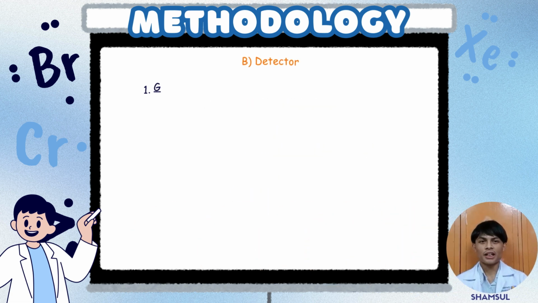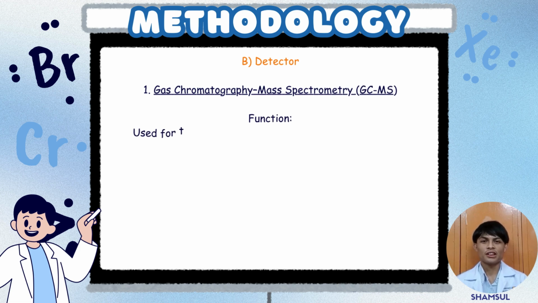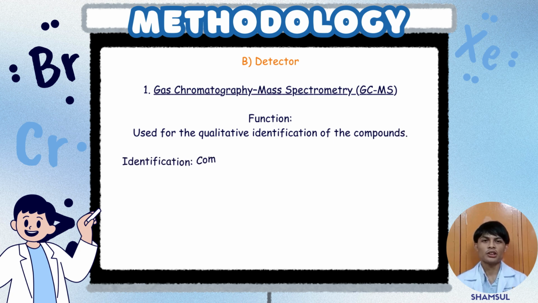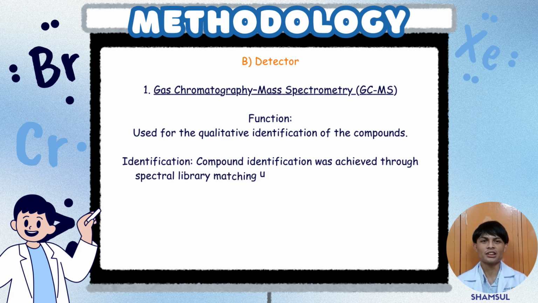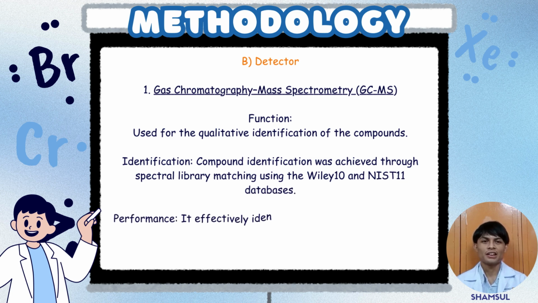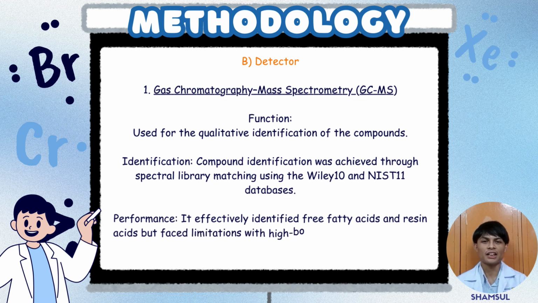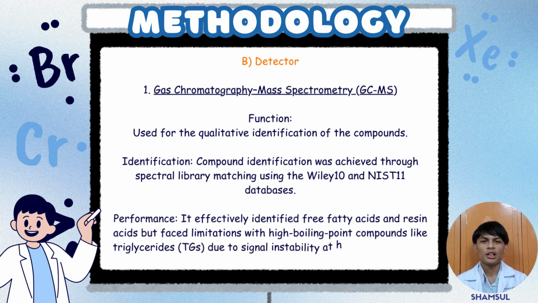Moving to the detector part, specifically for gas chromatography mass spectroscopy, its function is for the qualitative identification of the compounds. The identification was achieved through spectral library matching using the NIST and National Institute of Standards and Technology 11 database. In terms of performance, it effectively identified free fatty acids and lactic acid, but faced limitations with high boiling point compounds like triglycerides due to signal instability at high temperature.